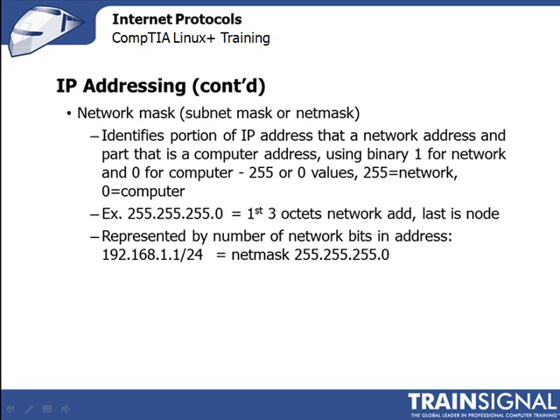Subnet masks can also be represented by a number of network bits in the address. For example, 192.168.1.1/24 has a network mask of 255.255.255.0, which in turn shows the network portion is 3 8-bit bytes, or the 24 that you see there following the slash.